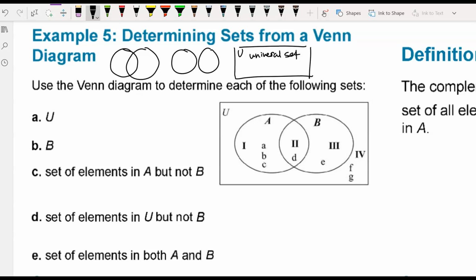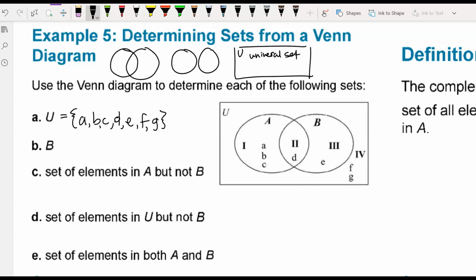All right. Looking at this first question, it says use a Venn diagram to determine each of the following sets. So we want the universal set. We want everything that's included in that set. So it would be U equals, and then our brace. The numbers 1, 2, 3, and 4 describe the different sections of our universal set. In section 1, we have a, b, and c, and then d, e, and then f and g.